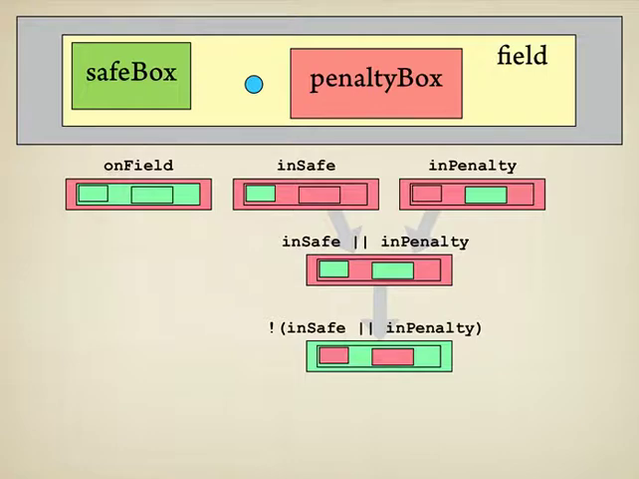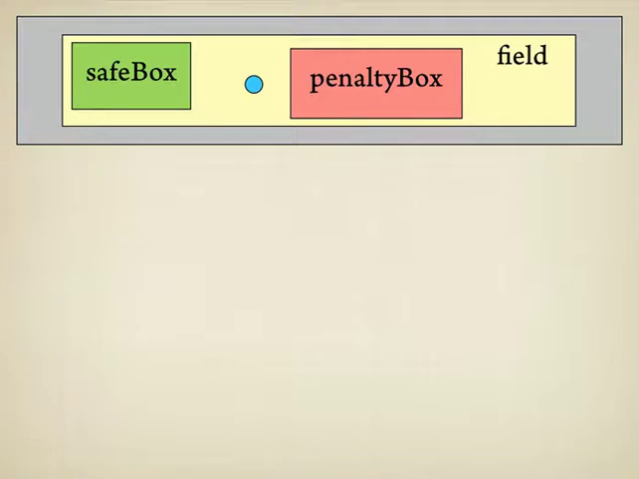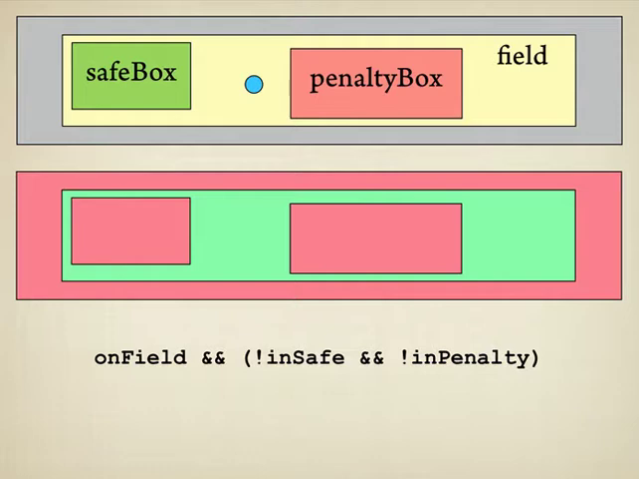And just like before, now we'll combine this with on field by anding them together. So the result is true when we're on the field and we're not in either the safe box or the penalty box. So this is a different result, and it's just as valid. We can look at them all side by side. This is where we began. This is where we were trying to go, and we can get there this way. This was our first result. Or we can get there this way, which is our second result.